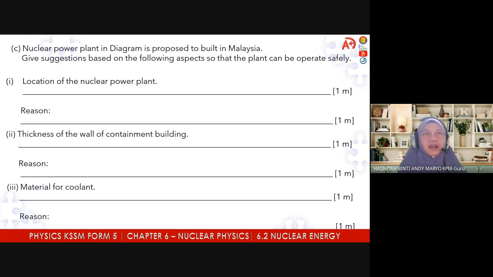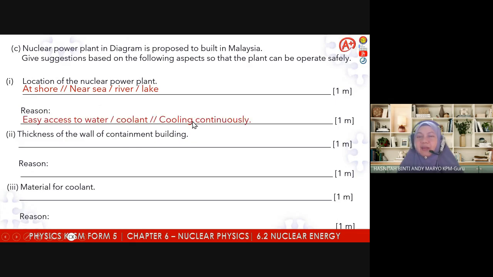Just now you saw where is suitable. At where? At the shore, near the sea, near a river, near any water resources. So normally it is built at the shore. Why? What is the reason? Easy access to water, easy access to coolant, so it can provide a continuous cooling system.